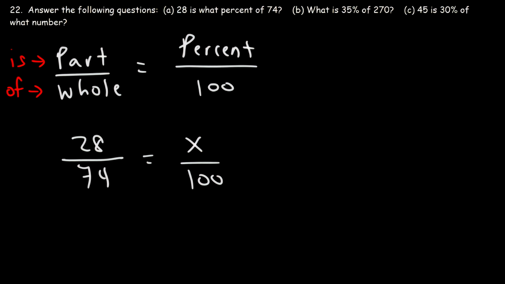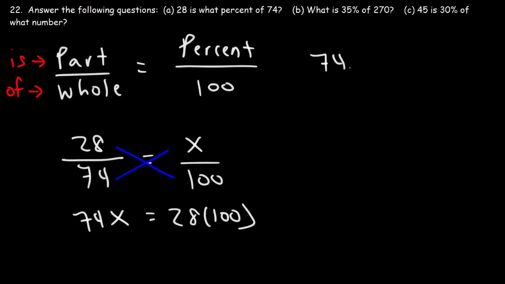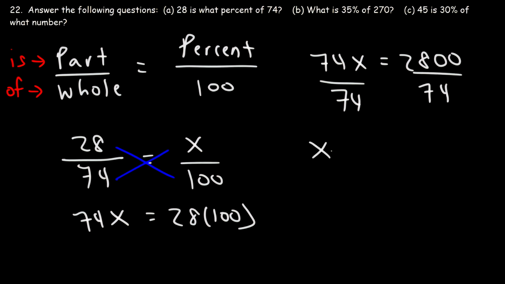So once we set it up, now we need to cross multiply. So we have 74 times X is equal to 28 times 100. 28 times 100 is basically 2800. Just add the 2 zeros. Now, to get X, we need to divide both sides by 74. So X is going to be 2800 over 74, which is 37.8. So that is the percentage.